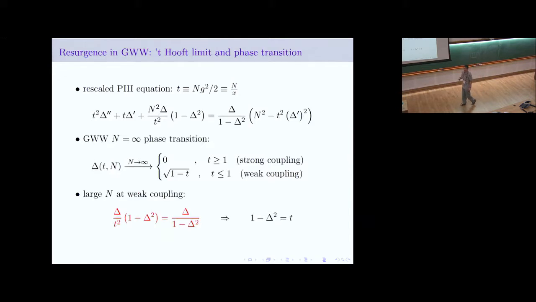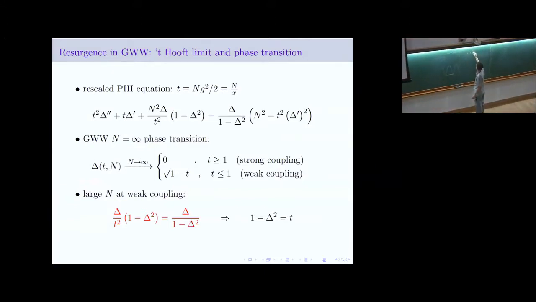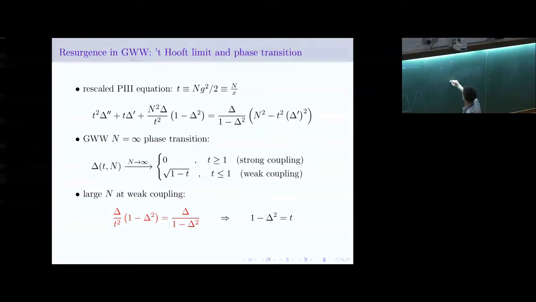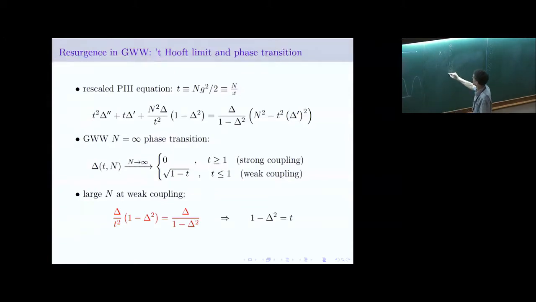So let me go back; I want to talk about the 't Hooft limit now. So large n, fixed t, remember, maybe I should write it down. So x was 2 over g squared. t was the 't Hooft coupling with this weird factor of 2. So this is n over x. So those are the parameters.